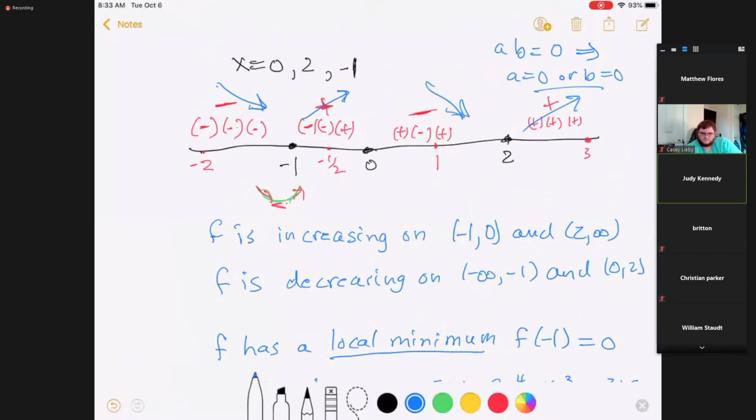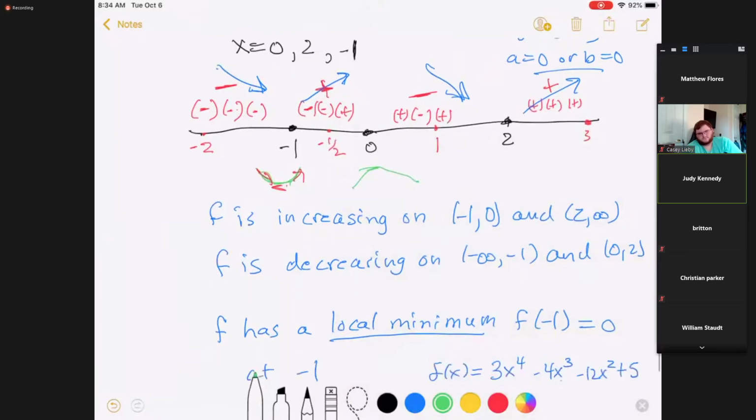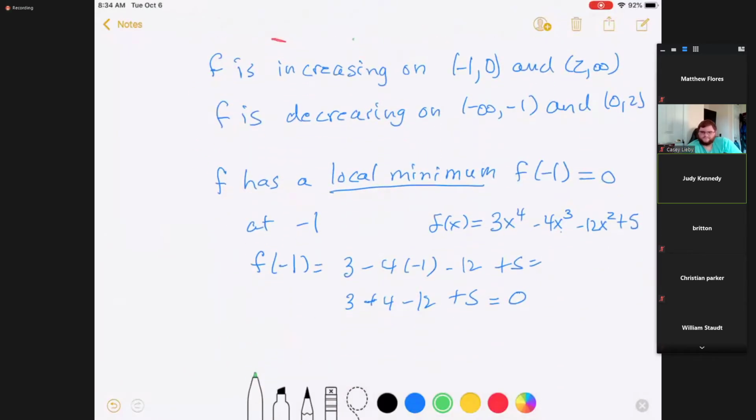Likewise, okay, at 0, it goes up and then down. So you have a local maximum at 0. F of 0, and let's see, there's my function right there. That's pretty easy to compute. That's 5.